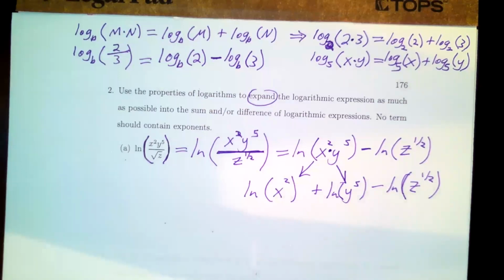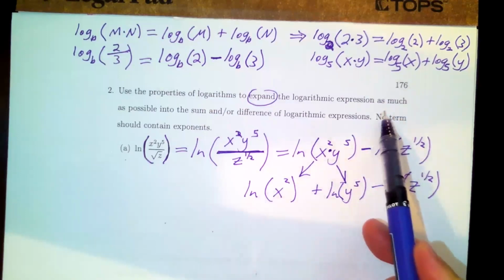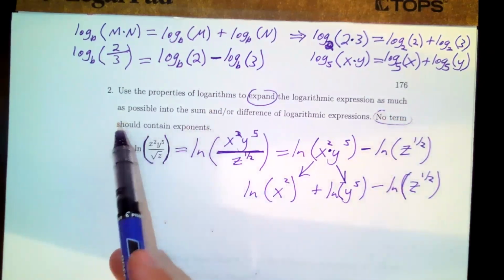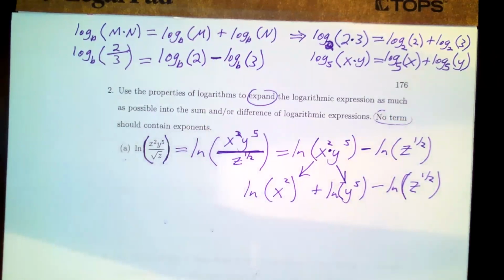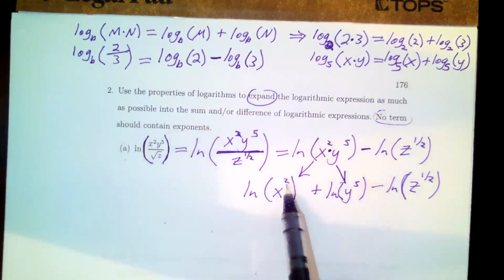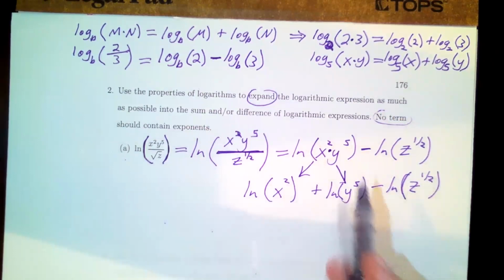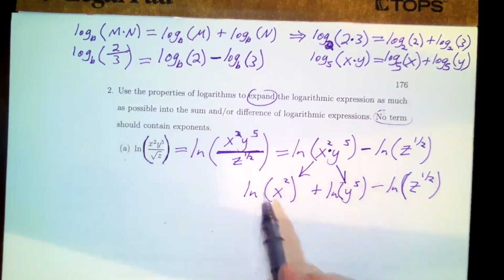So we're good on the expanding it. But they did tell me, it's kind of the last set of directions, it says no term should contain exponents. So they want me to use that third log property that I showed on the last page, where we said that if you have a power on your argument in the log, you can actually bring those powers down. So we're going to use that property.